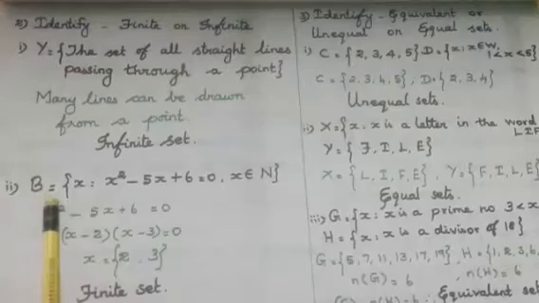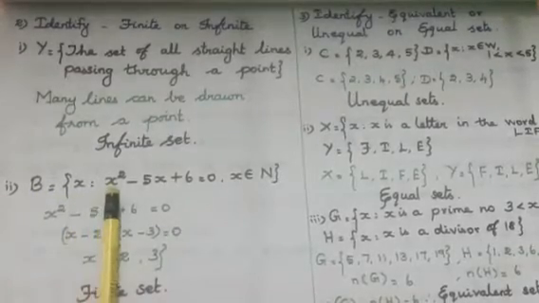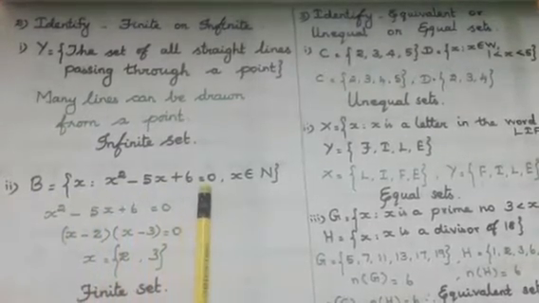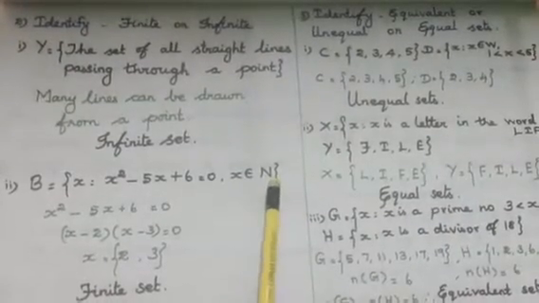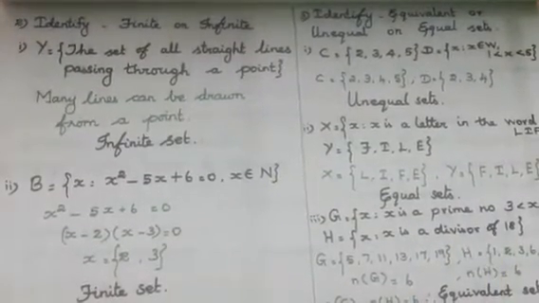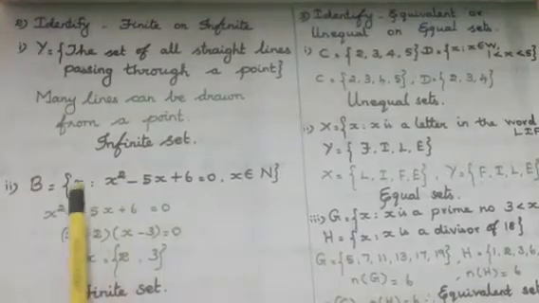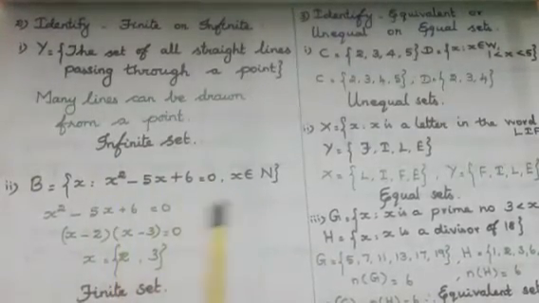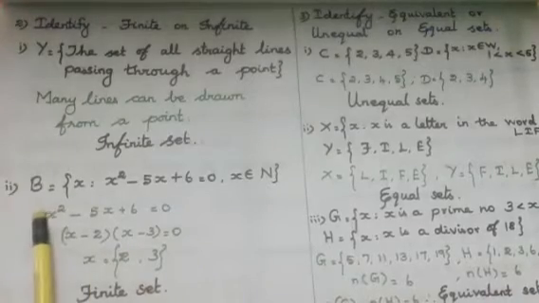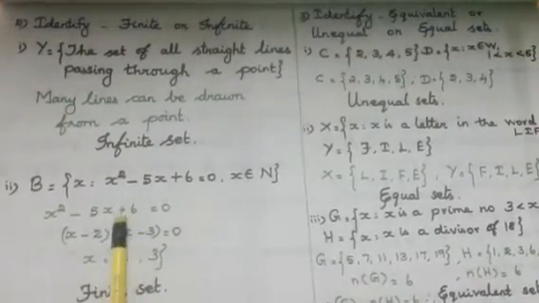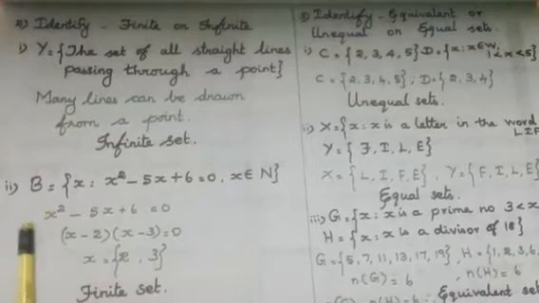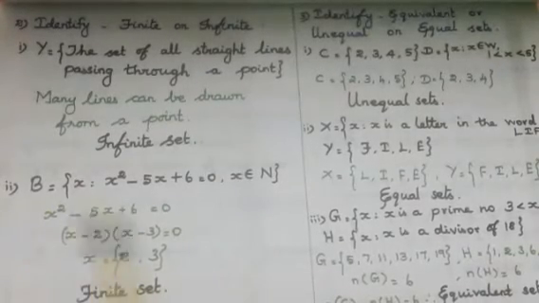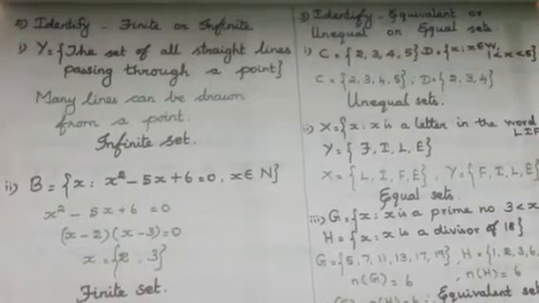Next sum, B is equal to {x such that x² - 5x + 6 = 0, x belongs to N}. N means we start from 1. Here one quadratic equation is given. So we find the two values directly. x² - 5x + 6 = 0: x² means we get 2 values of x.